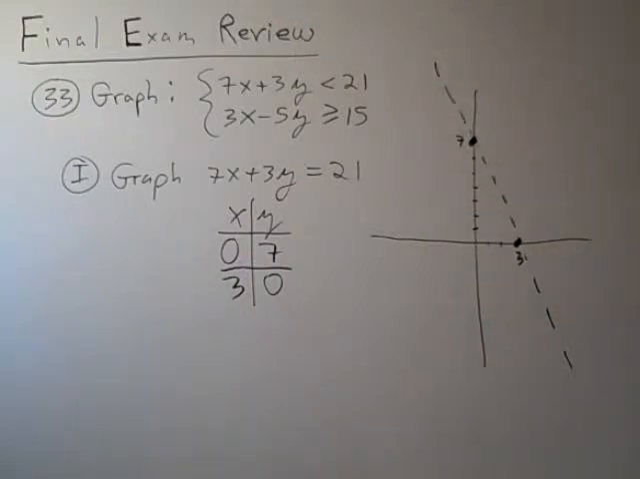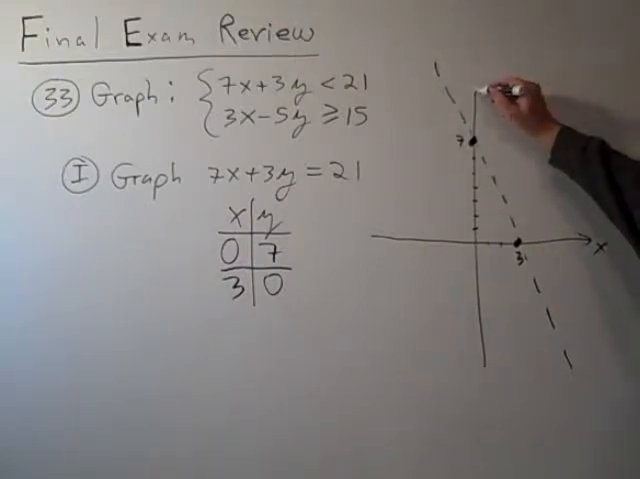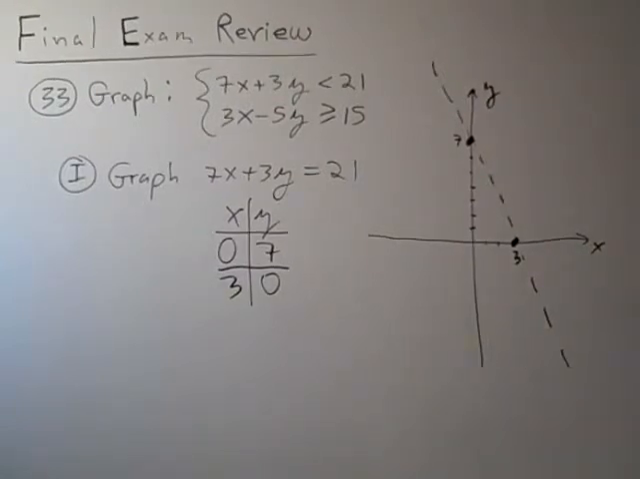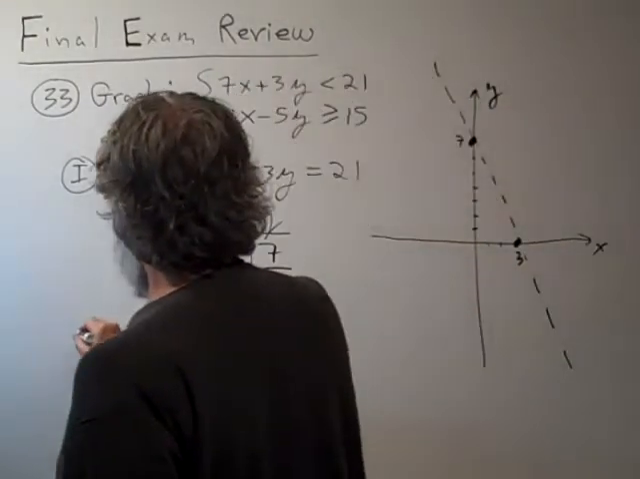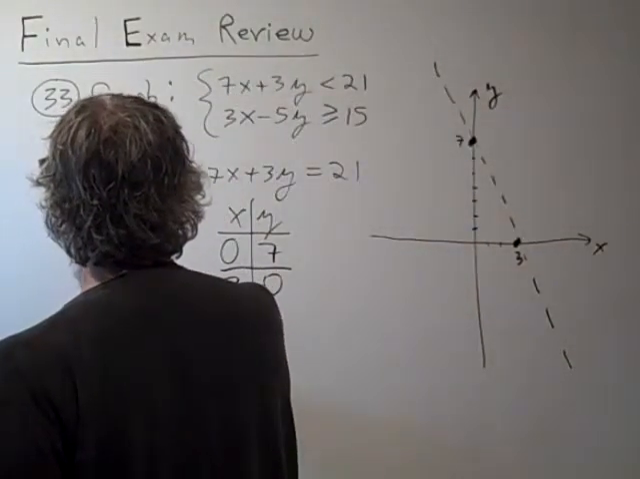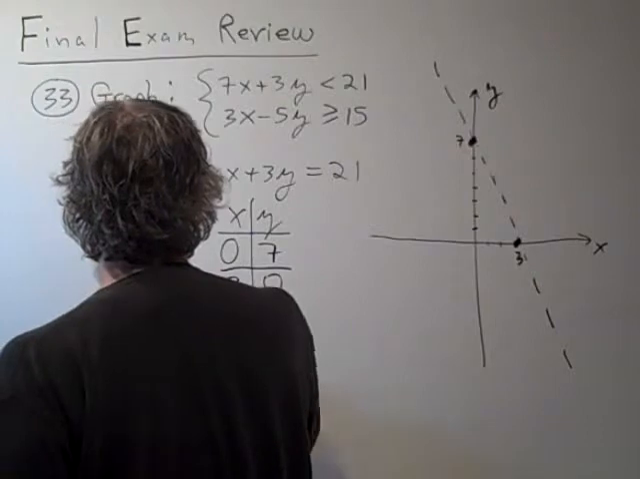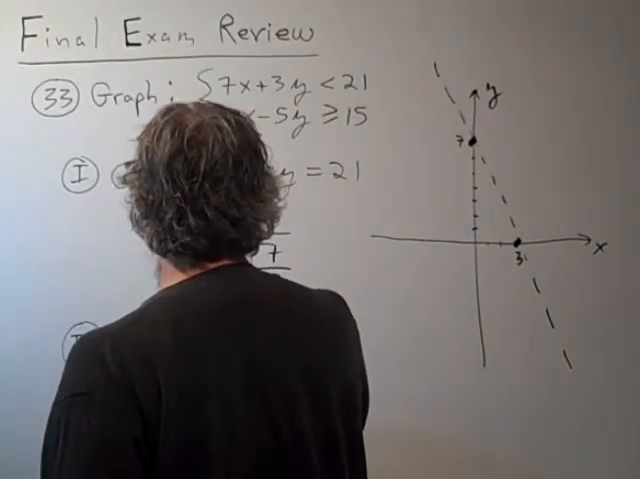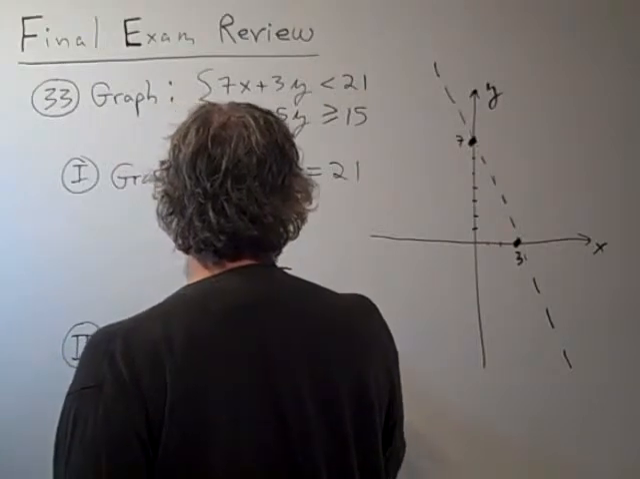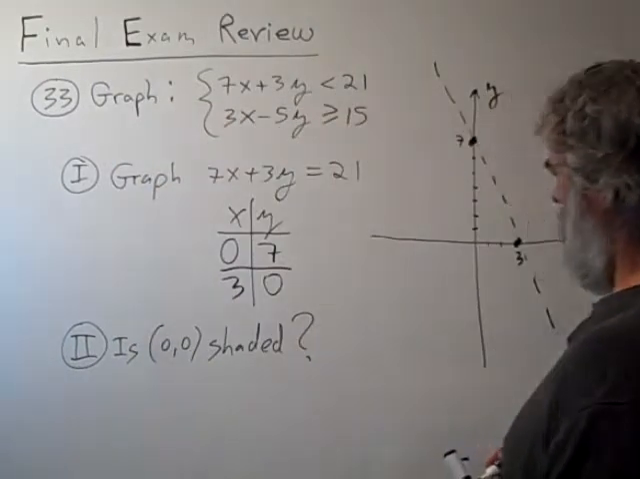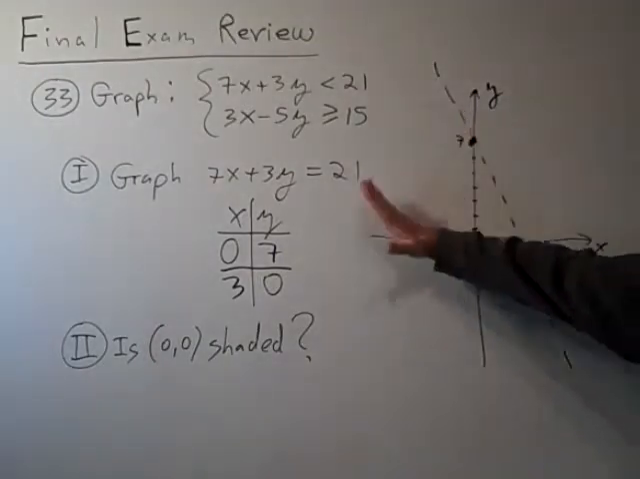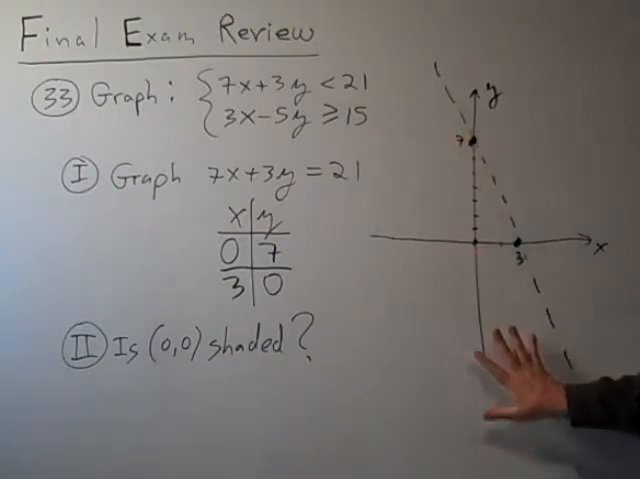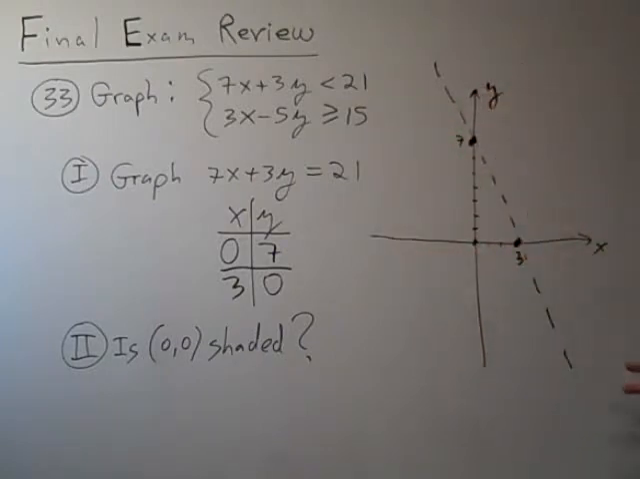That's the first step, to graph the line. Second step is to decide which side of that line we need to shade. So we can ask, is the origin shaded? The point 0, 0. If it is, then this is the side, here's the origin. And so if it's shaded, this whole side is shaded. If it's not shaded, the other side is the shady side.